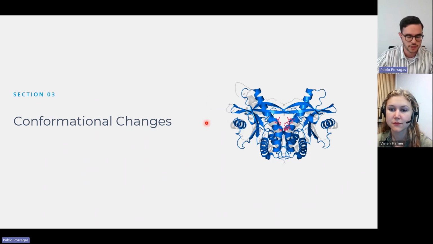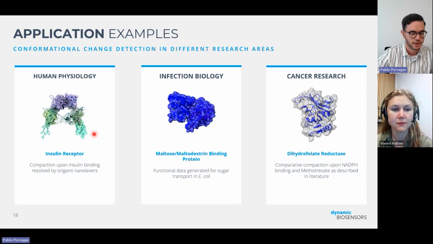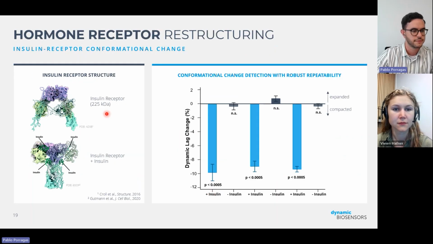So now that we know how we calculate these dynamic lag changes in these proteins, I just want to show you a few examples of a few proteins that we've been working on in the past months, ranging from a variety of different research areas. So let's start first with the insulin receptor and then move to the other two examples.